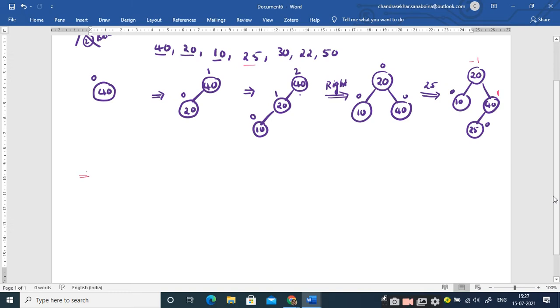Now I insert 30. Where should I insert 30? Right child of 25. 30 compared with 20 is greater, compared with 40 is less, compared with 25 is greater, therefore I should place it as the right child of 25. Listen, this particular point is very important.